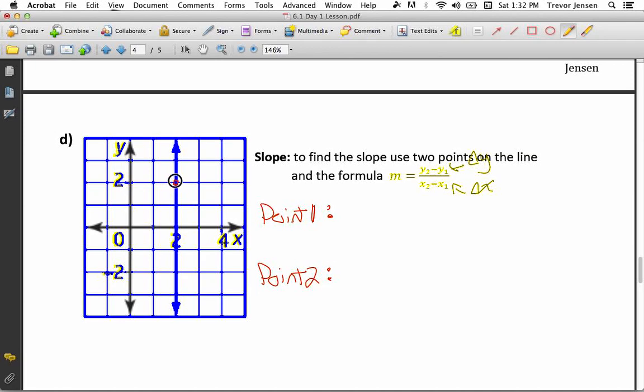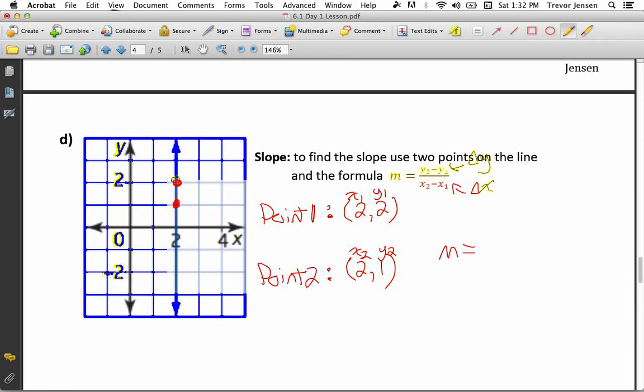So my first point, let's choose this one right here. This point is at 2, 2. And let's use the point right below it. Sure, why not? This point is at 2, 1. So here is my x1, y1. Here's my x2, y2. Plug that into our formula, y2 minus y1 over x2 minus x1. I get 1 minus 2 all over 2 minus 2. 1 minus 2 is -1. 2 minus 2 is 0.